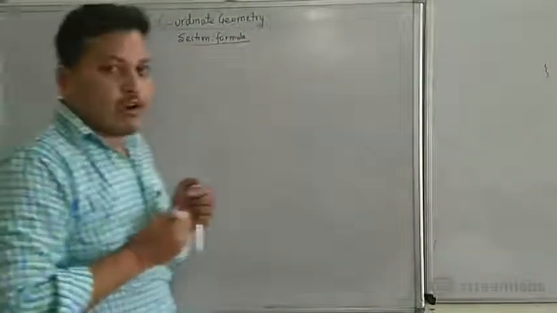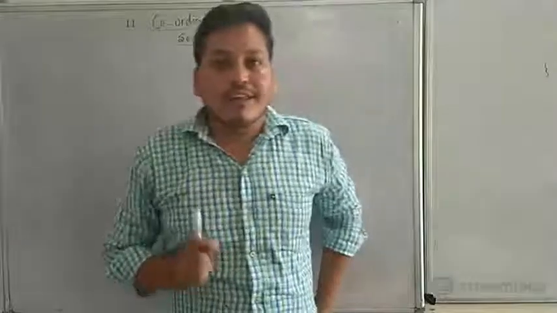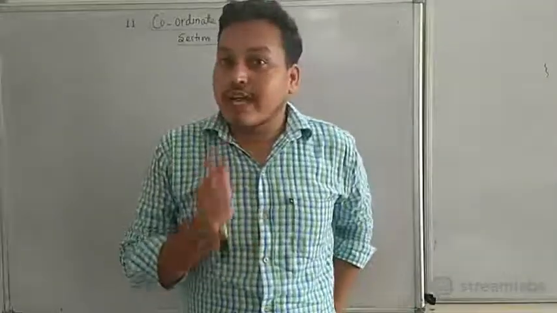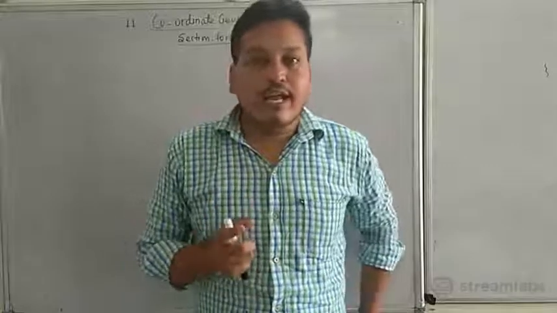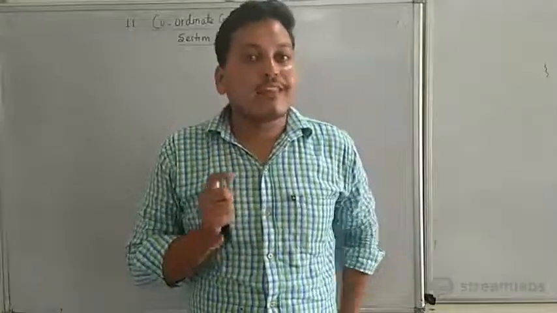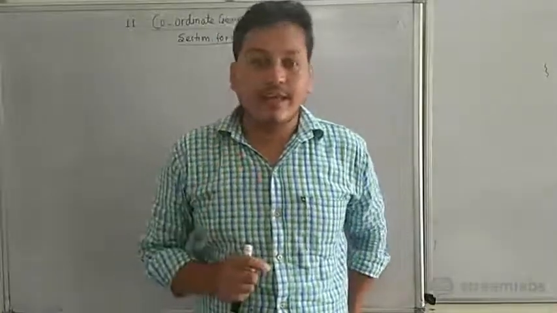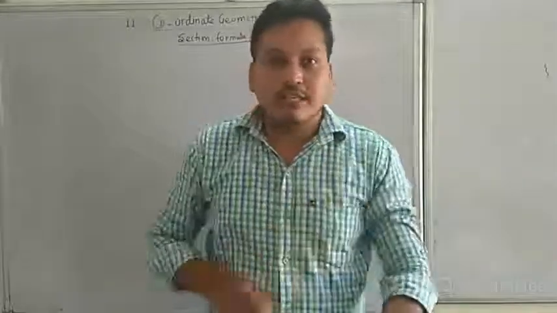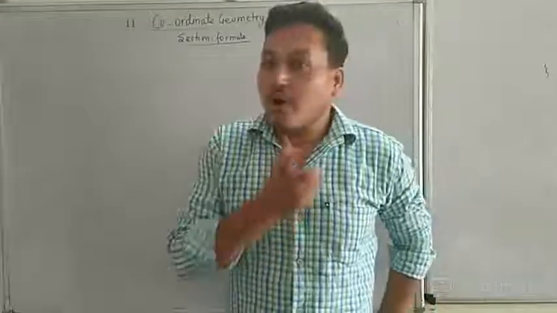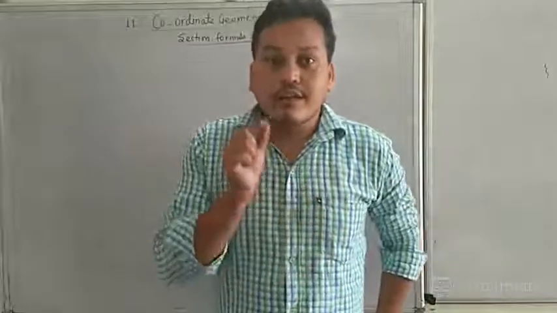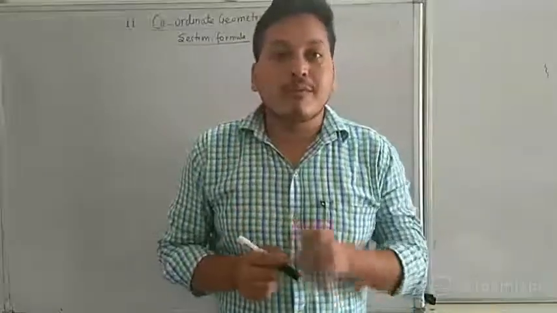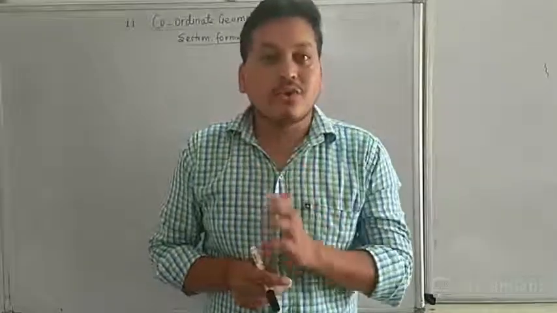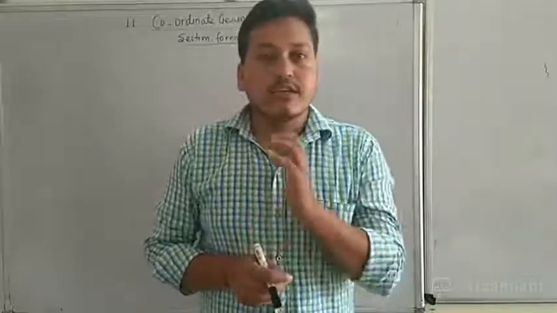So maybe all of you know about coordinate geometry. In our earlier classes we learned what coordinates are. Coordinates we can write in the form of x and y, where x is known as the abscissa and y is known as the ordinate. Then the point formed with the help of the abscissa and ordinate is known as a coordinate.